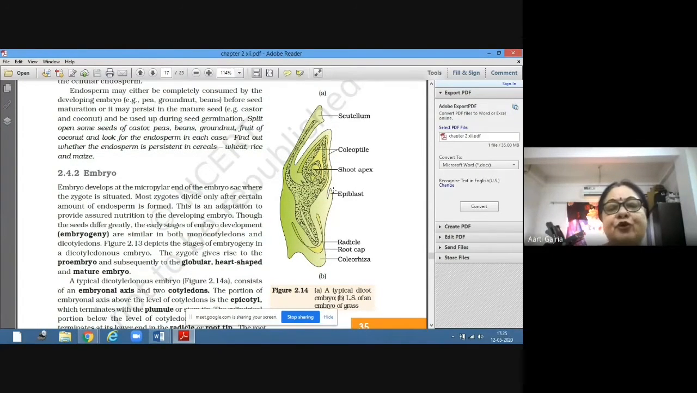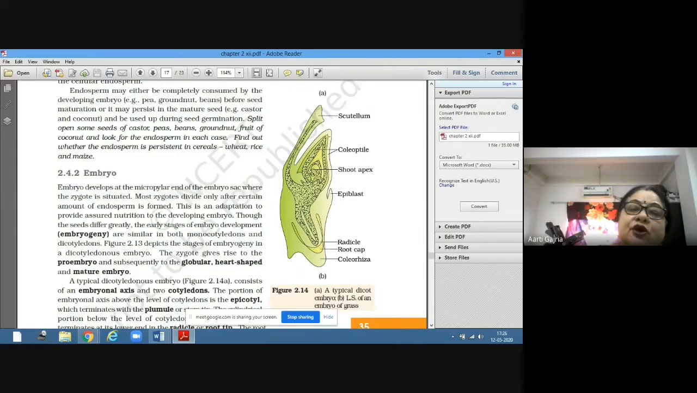Epiblast is the portion of epicotyl only. This portion is giving rise to this. It is terminating into this portion. Can you see my cursor? Yes. This portion is giving rise to shoot, that means plumule. And this shoot is enclosed by a membrane which is called coleoptile.